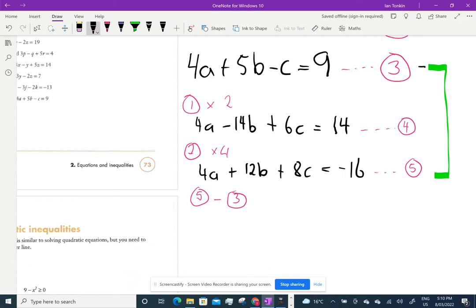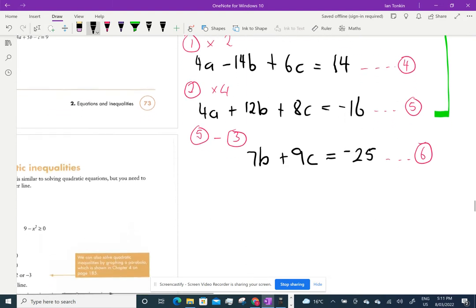And here I go. So you've got to work this upside down. The 4a's will cancel. I get 12b minus the 5b, and that gives me 7b. I get 8c minus c, so that's plus 1c. So I get 7b plus 9c. And I get minus 16 minus 9, -25. And again, this is a brand new equation. It's equation number 6. But see, it's only got two variables.